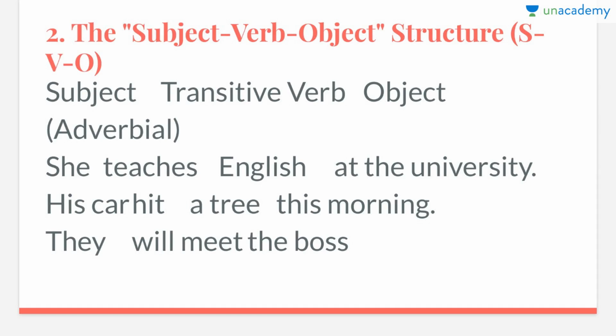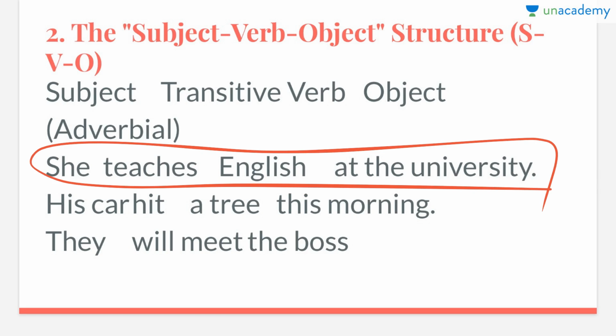Second, the subject-verb-object structure. In this, a subject will be present, a verb will be present, and an object will be present. The object can be an adverbial, right? So here is an example. She teaches is the subject and verb, English is the object, at university is the adverbial. So, she teaches English at the university is the complete simple sentence.